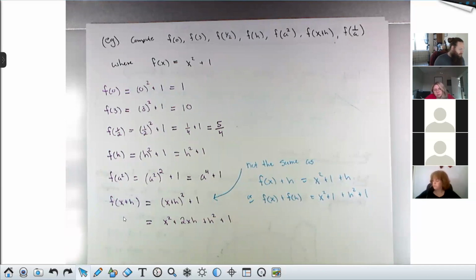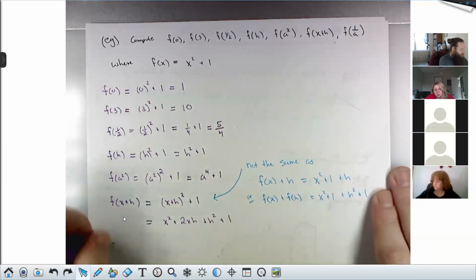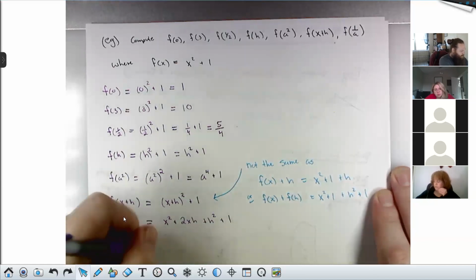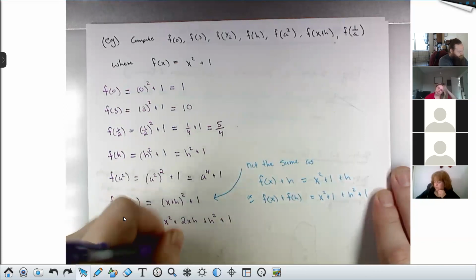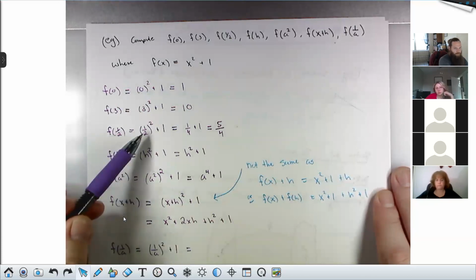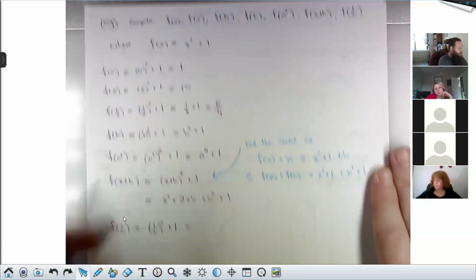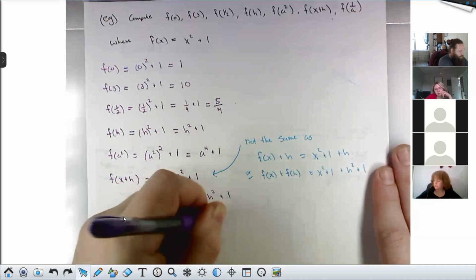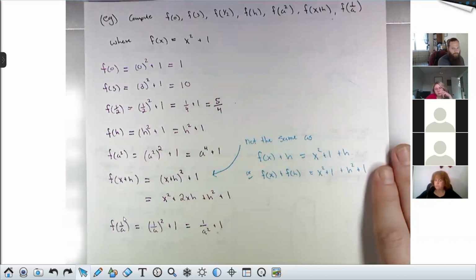Okay, last one, f of 1 over a. It's going to be 1 over a quantity squared plus 1. And this is kind of similar to the f of 1/2. If I want to square 1 over a, that's going to be 1 over a times 1 over a, which is 1 over a squared. And the plus 1 is still just plus 1.